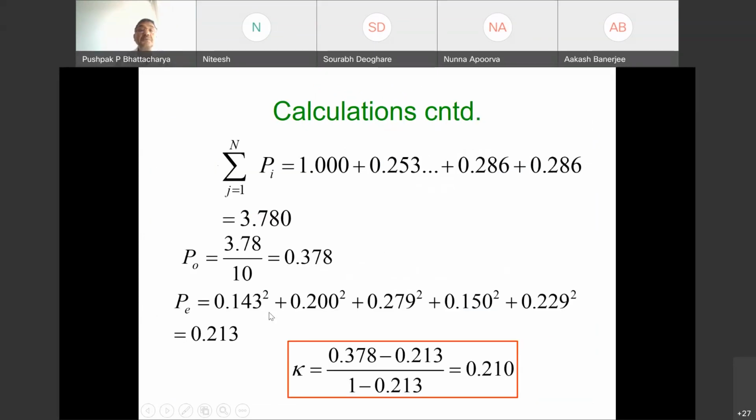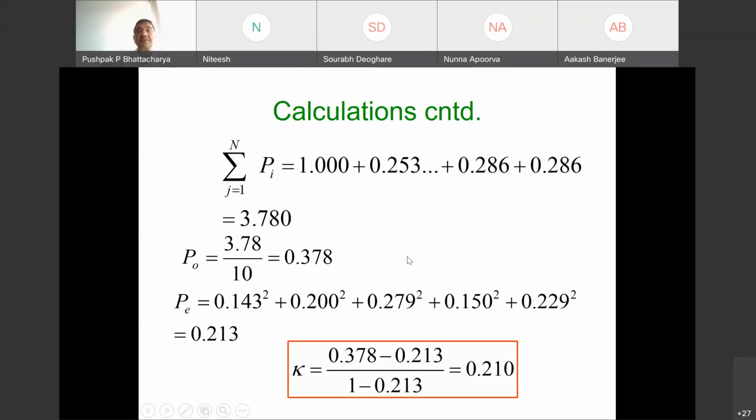Now, when you sum these Pi's, you get 3.780. PO, the probability of agreement, is 3.78 by 10, which is 0.378. So 10 is the total number of subjects. And then PE is coming out to 0.213. Now kappa is 0.378 minus 0.213, divided by 1 minus 0.213. 0.210 is the Fleiss kappa value.